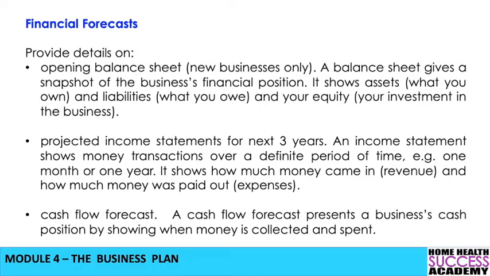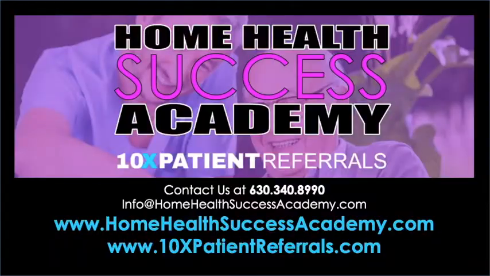An income statement shows money transactions over a definite period of time. Example, 1 month or 1 year. It shows how much money came in and how much money was paid out. Then there's the cash flow forecast. The cash flow forecast presents a business cash position by showing when money is collected and spent. So that's important right there.